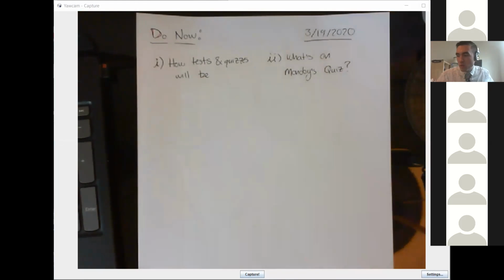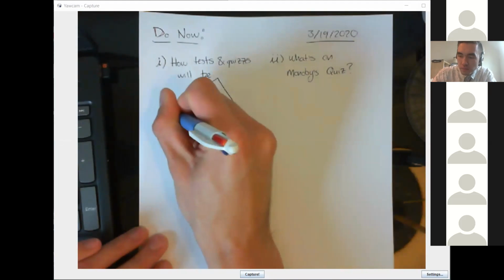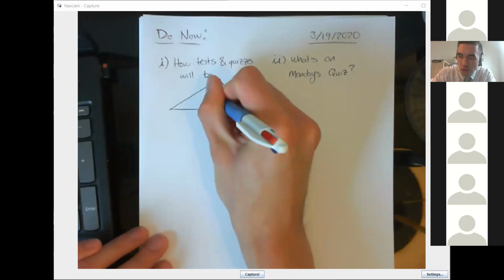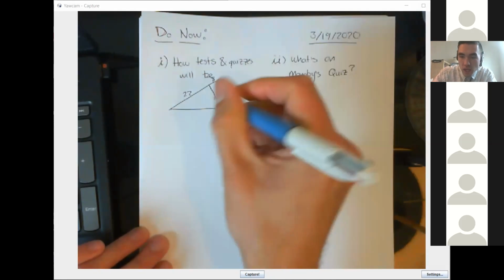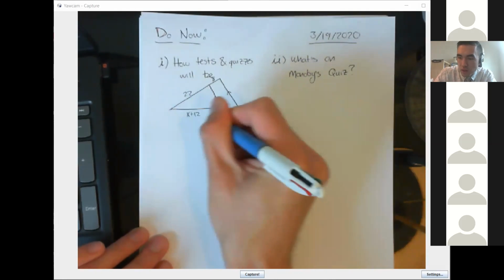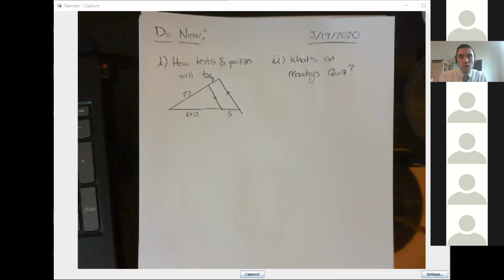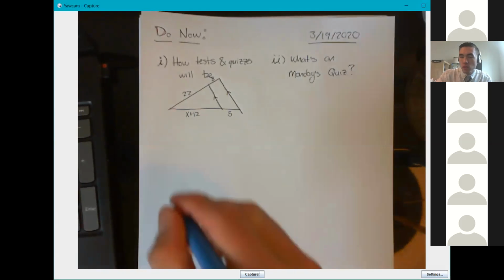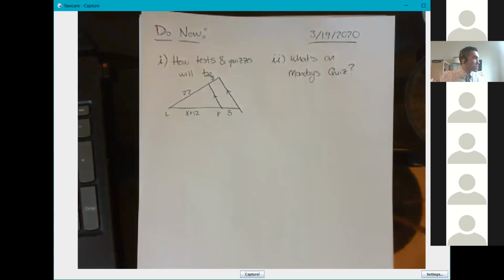So let's start with question number 1 first. I have some kind of triangle, and inside here there's a parallel line, and my bits and pieces are that I have 22, I have 8, I have x plus 12, and I have 5. What we're looking for is the length of segment LP, which this is L, this is P. Be very careful, because if you just solved for x and then gave me your value for x, you're making a pretty big unforced error.